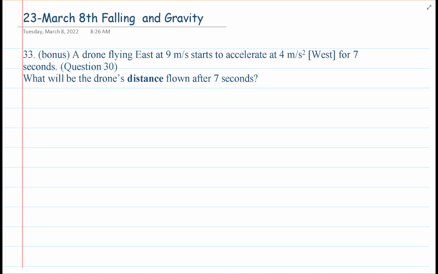First of all, I'm going to do 30. And 30, the only difference in this question is it uses the word displacement. In 30, it asks for the displacement. So let's just go ahead and do that just so we understand what's going on.